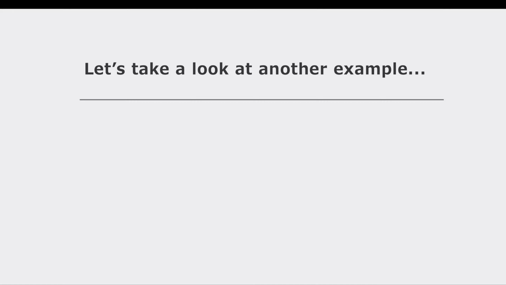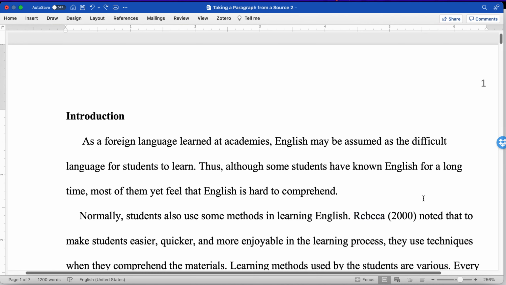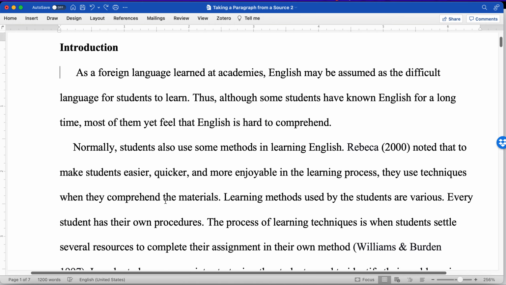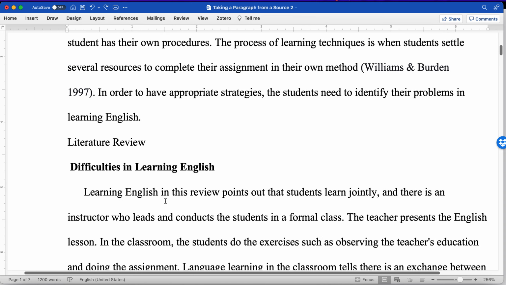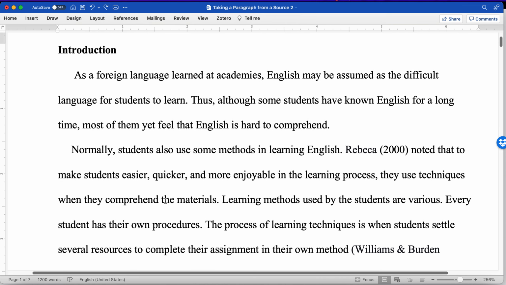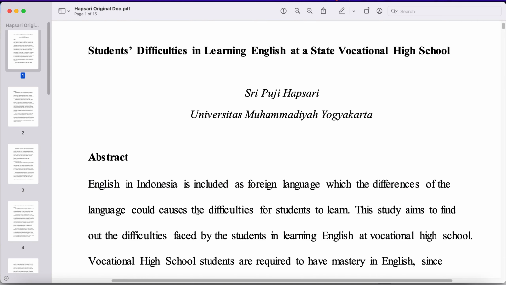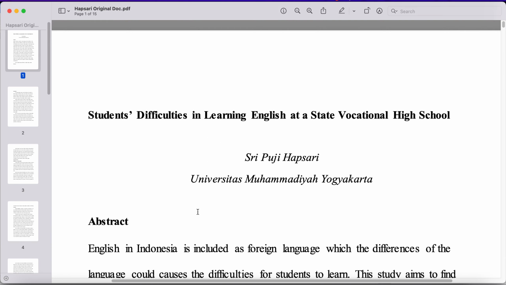I have another example here, and this one is quite a bit longer actually, and I'm going to move out of PowerPoint for a minute. So let's look at this one here. We have an introduction, and then the student gets into the literature review here. Now, what this student has done is has taken this article here.